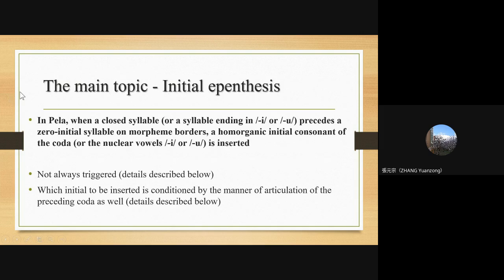The main topic I'd like to discuss today is the initial epenthesis. That is, in the Pela language, when a closed syllable or a syllable ending in glides e or u precedes a zero-initial syllable on morpheme borders, a homorganic initial consonant of the coda will be inserted as the initial of the next syllable. It's not always triggered, and which initial is inserted is conditioned by the manner of articulation of the preceding coda as well.